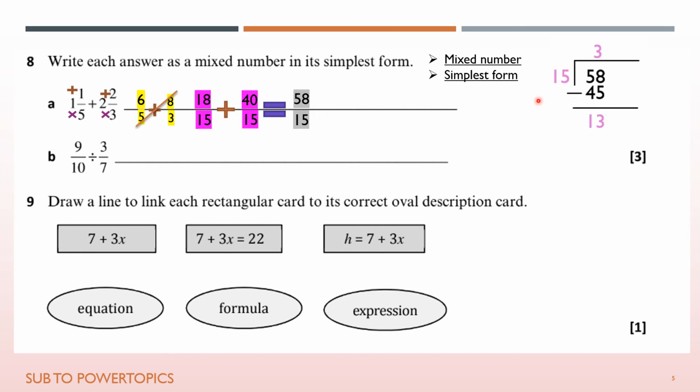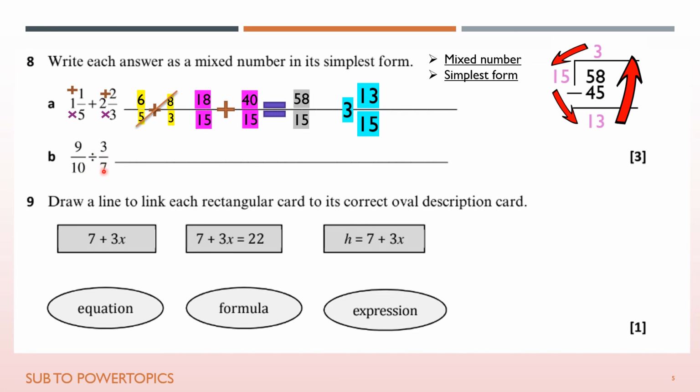Now how do we change it into a mixed number? Just use this method. Turn all the numbers clockwise. So 13 was here, it goes up, 3 was here, it goes to the side, 15 was here, it goes to the bottom. And it gives us 3 13/15. Let us move on to 8b.